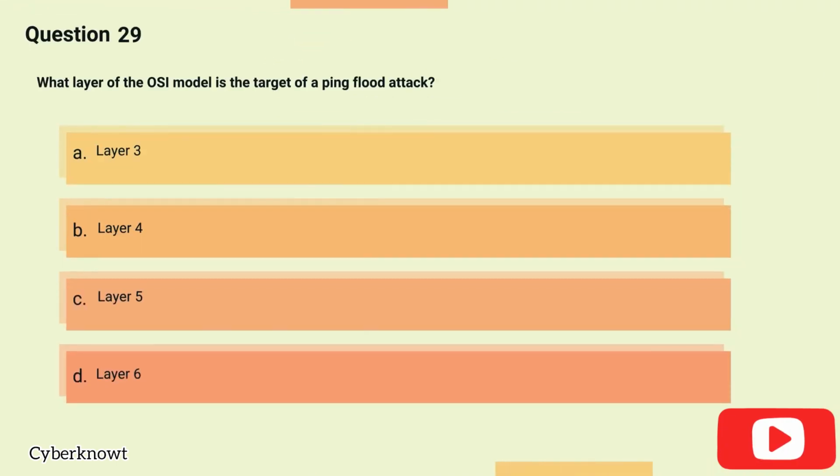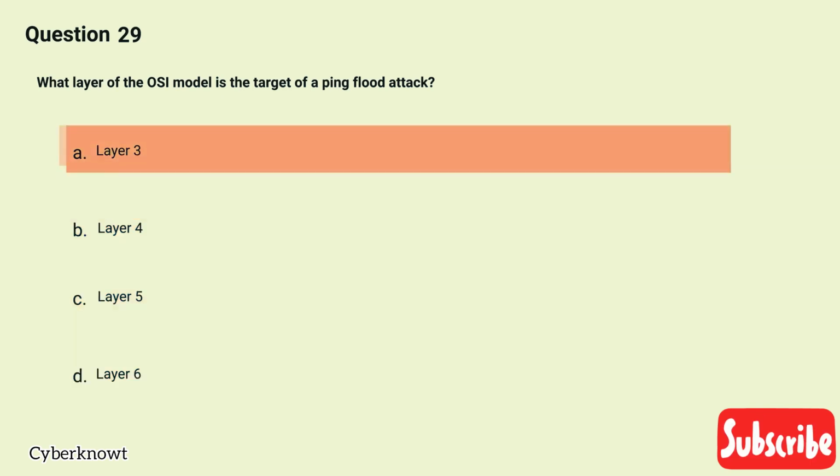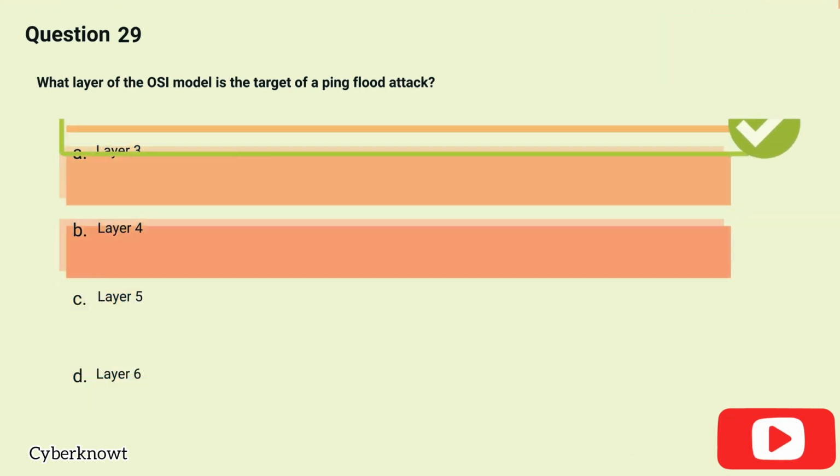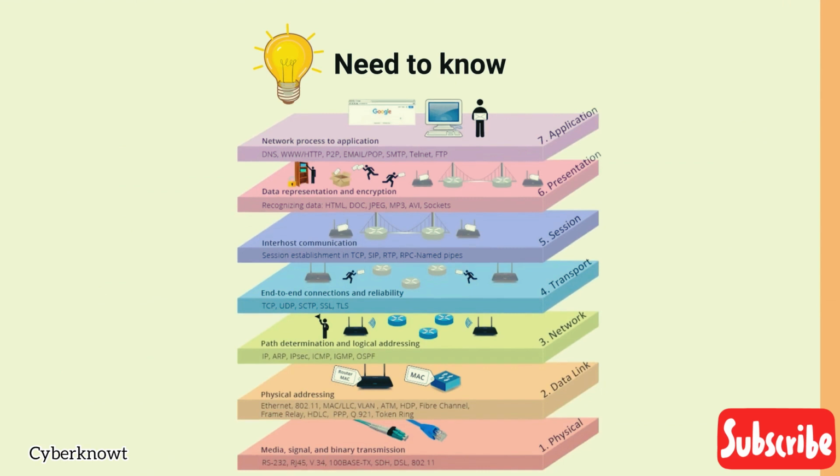Question 29. What layer of the OSI model is the target of a ping flood attack? Option A. Layer 3. Option B. Layer 4. Option C. Layer 5. Option D. Layer 6. The correct answer is Option A. Layer 3. Explanation. A ping flood attack is a type of DoS attack that targets the network layer, layer 3, of the OSI model by flooding the target server with a large number of ICMP echo request, ping, packets.